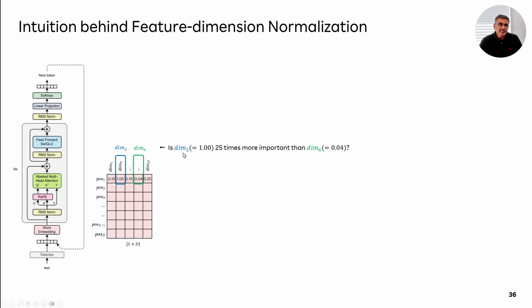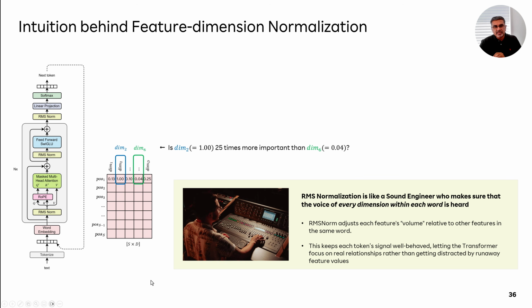Let's say that each dimension represents a different instrument in a song. Now, let's say dimension 2 is drums and dimension 6 is, let's say, the keyboard. Intuitively, you don't want one instrument to dominate the other instrument. You don't want the loudest instrument to suppress the signals that are coming from other instruments. You want a very balanced look at all the instruments. So think about RMS normalization as a sound engineer that brings that balance.